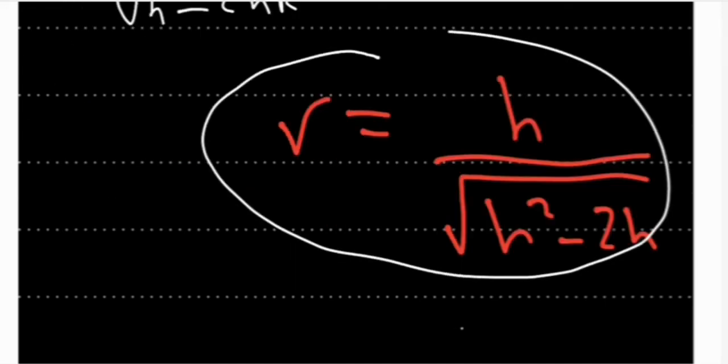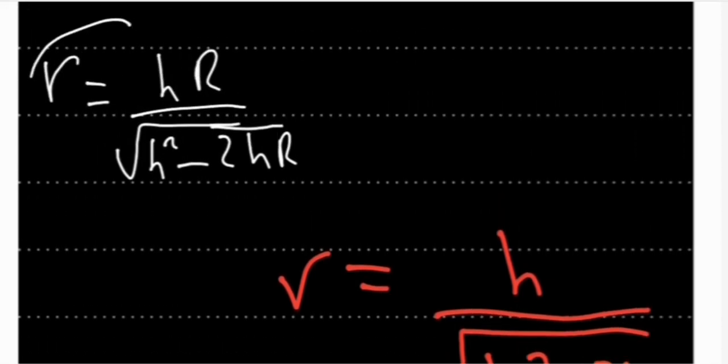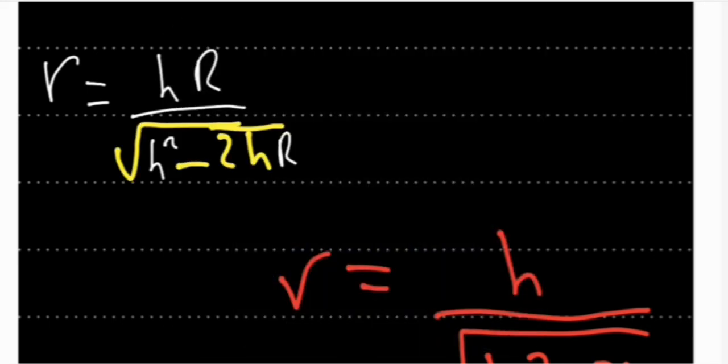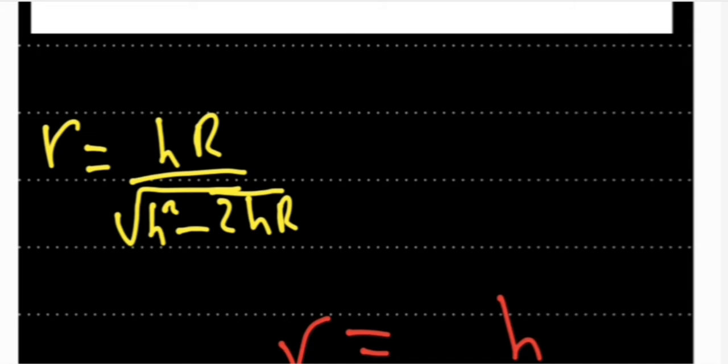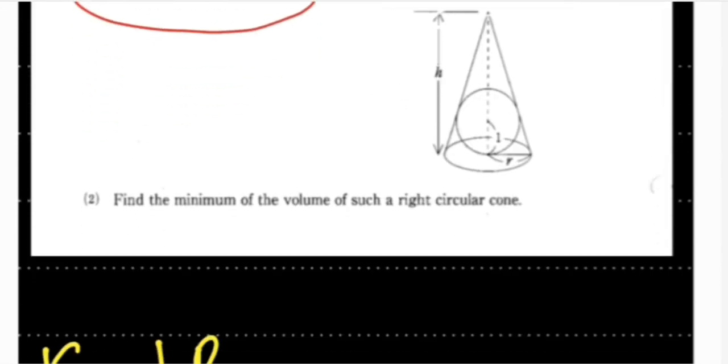We ended up finding this relation between r and h. This was the general relation for any big R, any radius of the sphere, so if you want to take a note of it. And this is for our case over here. Now, what is our goal? Our second goal is to find the minimum of the volume of such a circular cone.